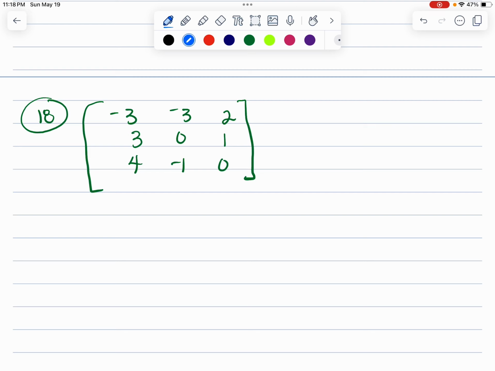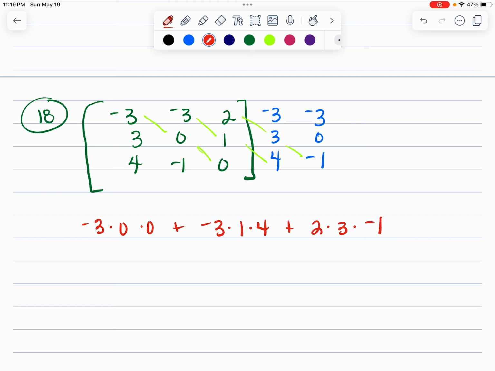But if you're going to use diagonals, all you do is you repeat the first two columns. It's just going to make our life a little bit more easy. And then I'm going to go, just like if I did a regular determinant, left to right. Just like that, I'm going to multiply those together. So I would have negative 3 times 0 times 0 plus negative 3 times 1 times 4 plus 2 times 3 times negative 1, which would be 0 plus negative 12 plus negative 6, correct? And that would be negative 18.